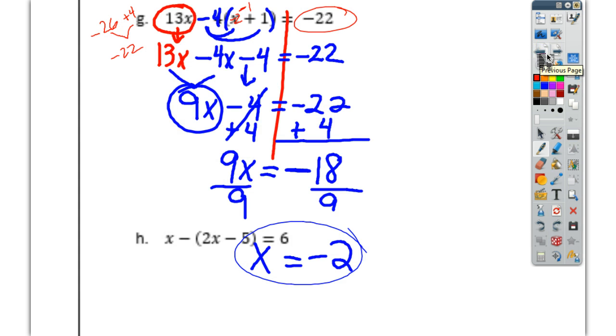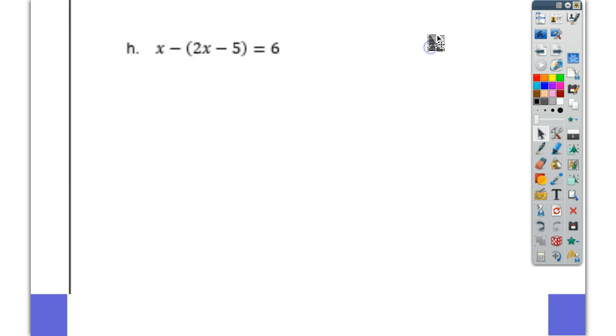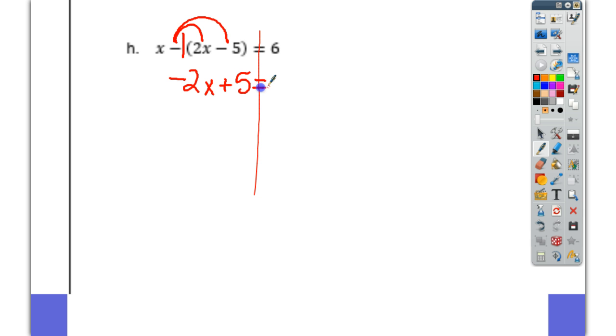Oops. And clear. And letter H. Slide that up. Letter H. So what we need to do here is what? The distributive property. Yes, excellent. Now, what we don't want to forget on this one is our assumed what? Oh, yes. A negative 1, much better. There we go. So use our distributive property. Negative 1 times 2x is a negative 2x. A negative 1 times a negative 5 is a positive 5 equals 6.